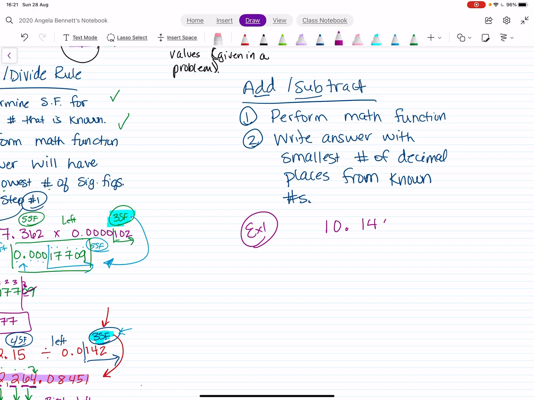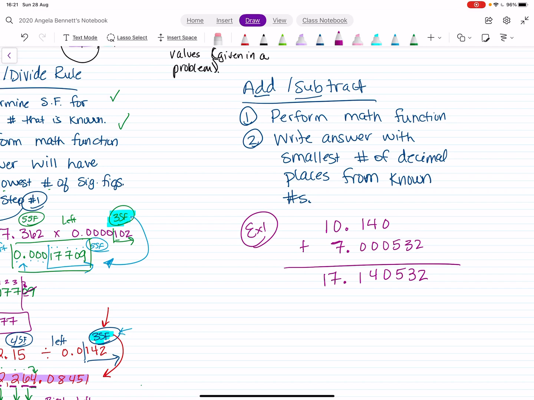10.140. And I'm going to add it to 7.0000532. All right, so when I add these up, line your decimal places up. So I have 17 point, that's going to be 140532.